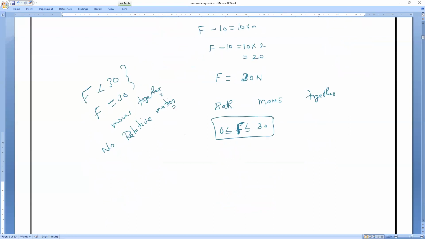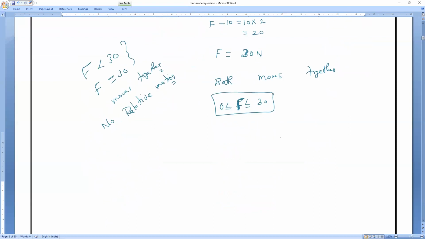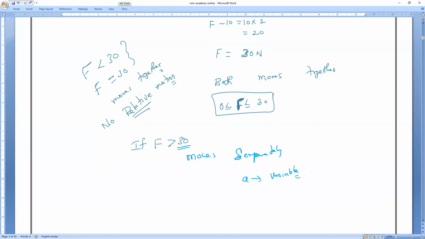Friction always opposes the relative motion. If they move together, the relative motion is 0 because they both travel together. So if I apply a force greater than 30, they are not moving together. They will move separately. Move separately means that if it is greater than 30, the accelerations of both are variable.